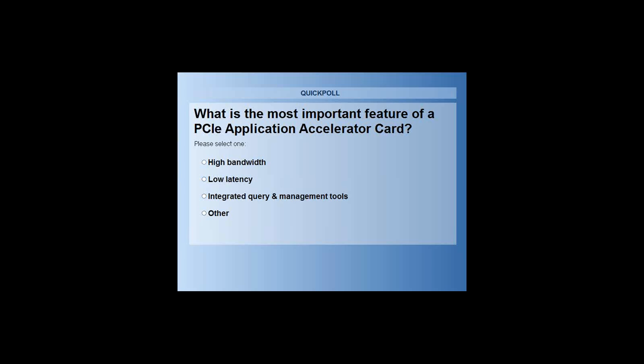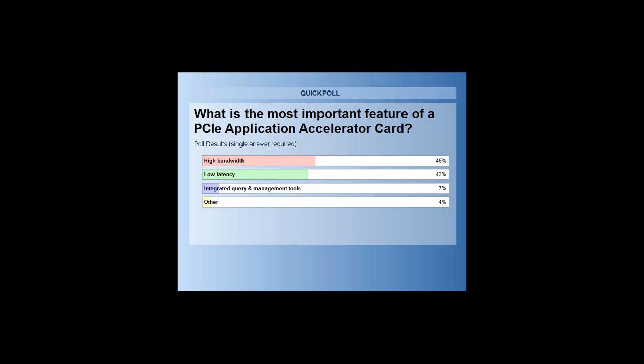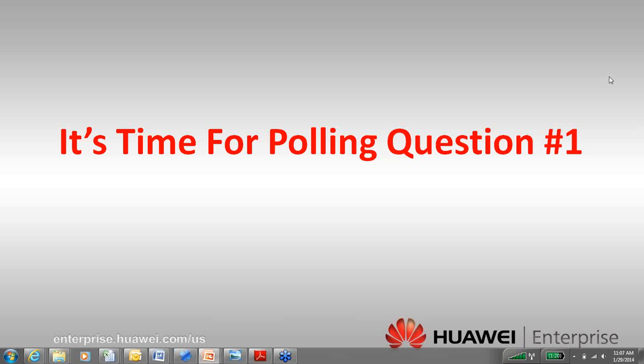Go ahead just for one more minute and place your vote, and then we'll show you the results. All right, let's go ahead and close out the poll, and I'll share the results with you. As you can see, it's a fairly even balance between the high bandwidth and low latency, and a few people are interested in the integrated management tools. So interesting results. At this point I'm going to turn it over to the primary presenter for today, Mohammed Mushrif, who's one of our experts on the server and application acceleration technology.